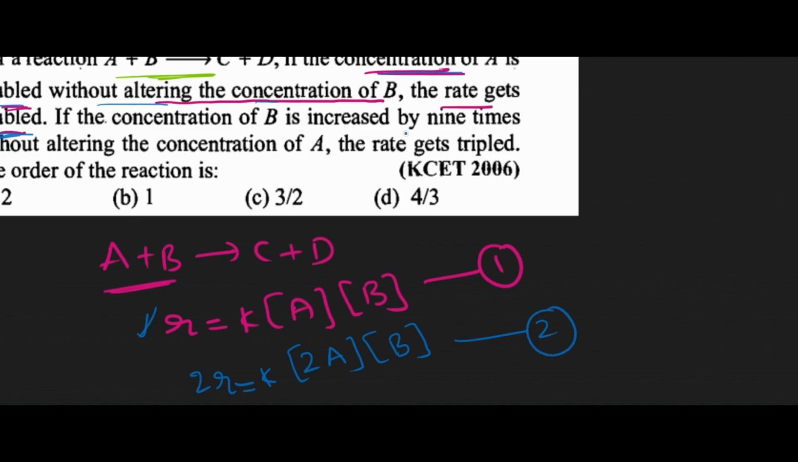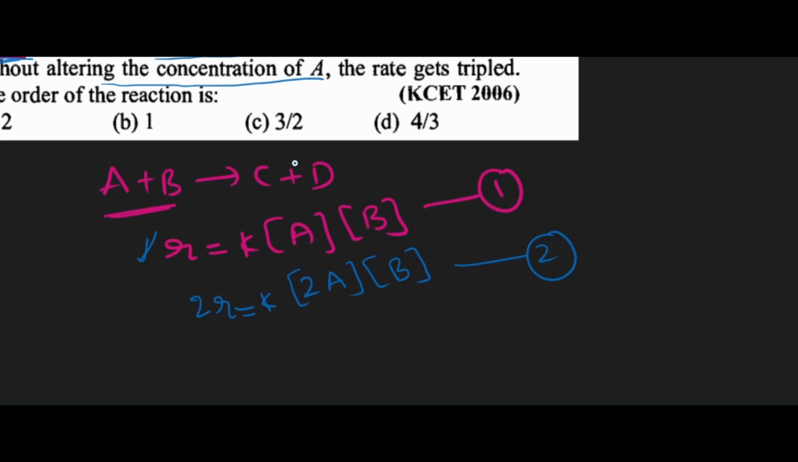Now if the concentration of B is increased by 9 times without altering the concentration of A, there is no change in the concentration of A, but there is a change in the concentration of B, which is increased 9 times. Therefore the rate will become tripled. So this I am assuming as equation 3.